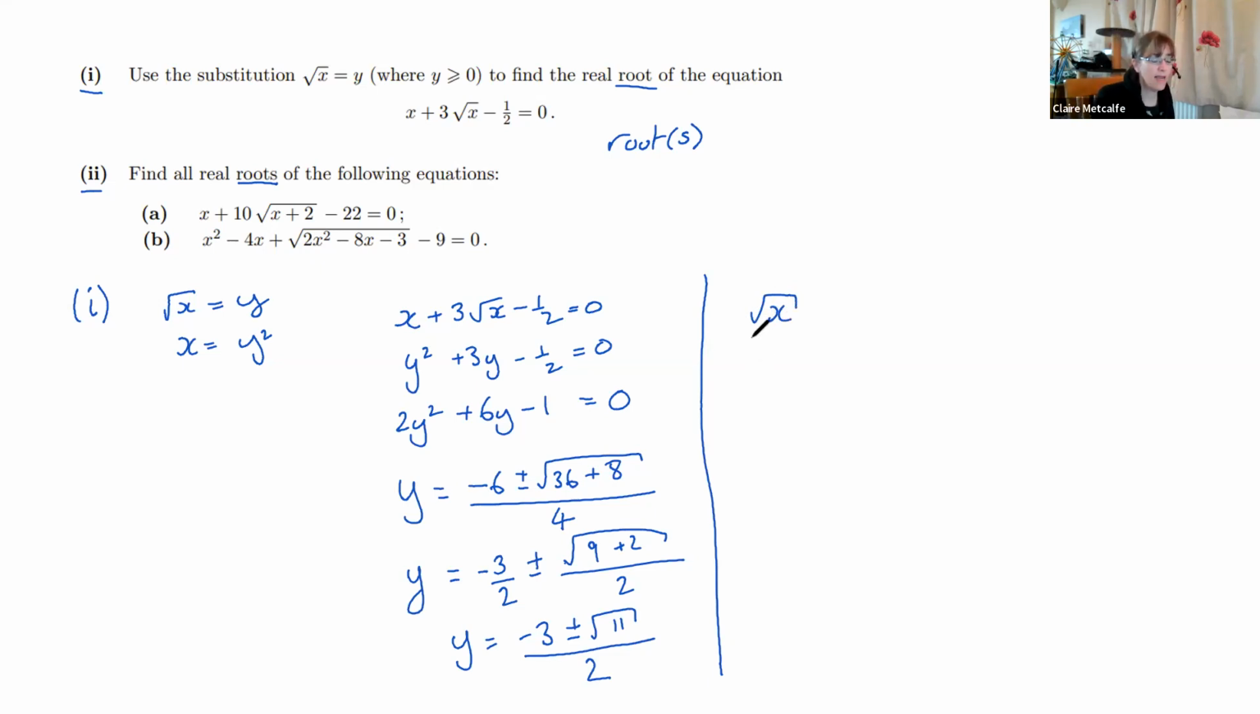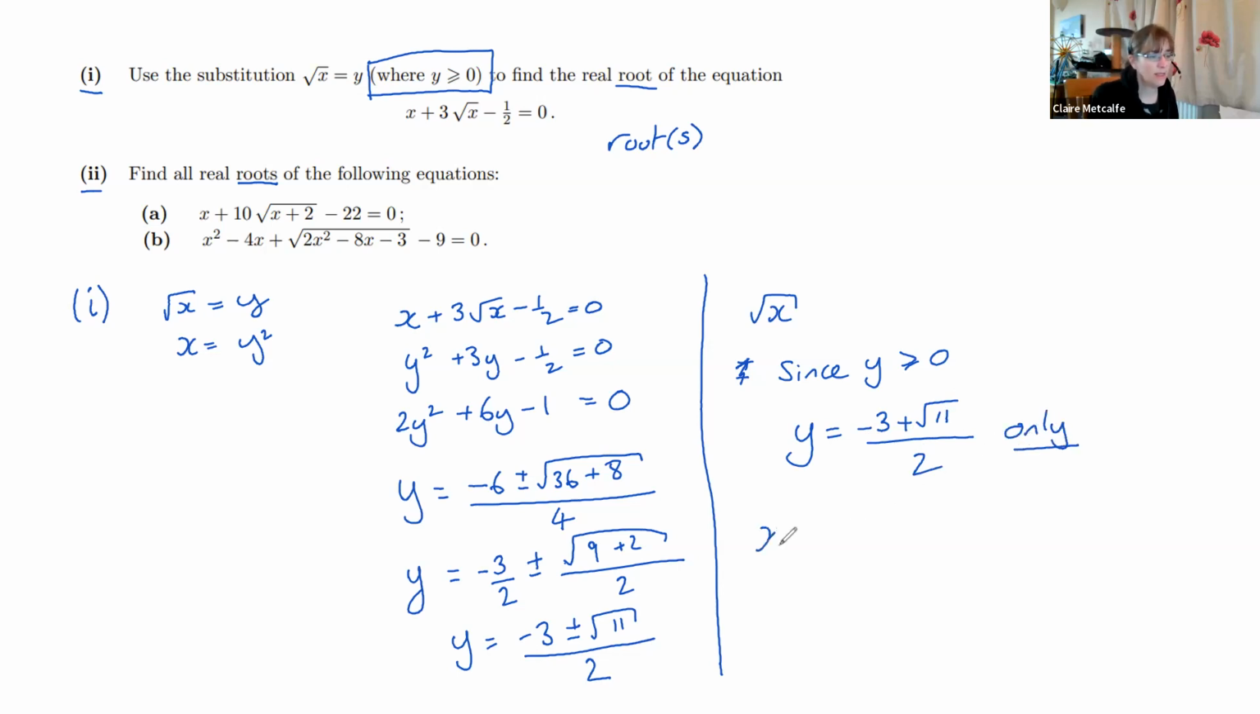If you want to get a negative as well, you'd have to put plus or minus on the outside. It also tells you here, y is greater than or equal to 0, just in case you didn't know that the square root sign is defined to be the positive square root. And down here, if I took minus 3 minus root 11, that's definitely going to be negative. So since we know that y is bigger than or equal to 0, y is equal to minus 3 plus root 11 over 2 only.